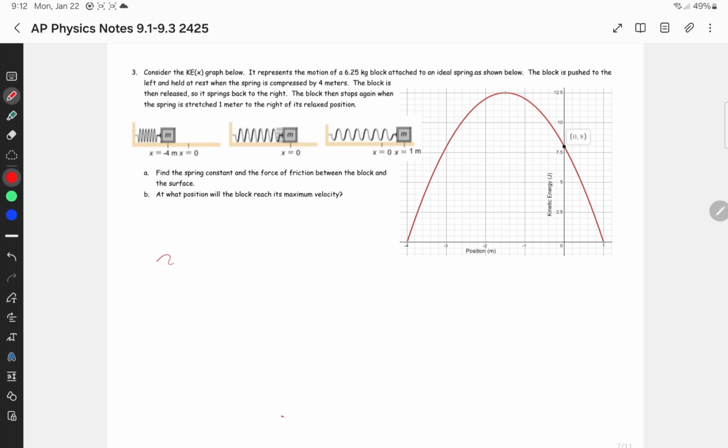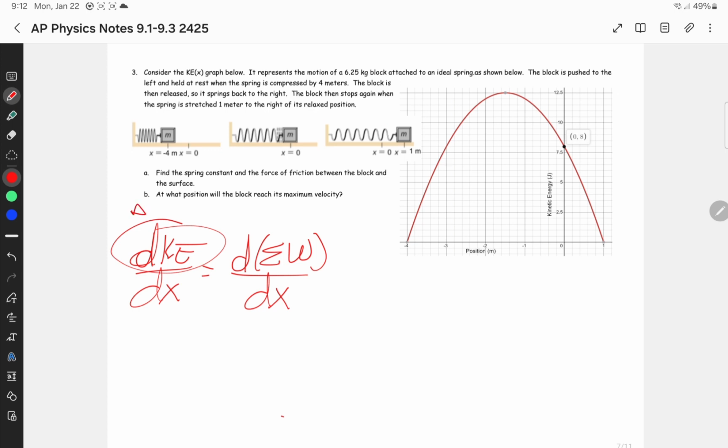So let's consider the slope of a kinetic energy versus position graph. The slope would be the derivative of the kinetic energy with respect to position. This is the same as the derivative of our net work with respect to position, right? D is like a calculus triangle. D just means a very small change. So if I take a very small change in kinetic energy with respect to position, well, change in kinetic energy is net work, right? So I'm looking at the change in the net work with respect to position, okay?